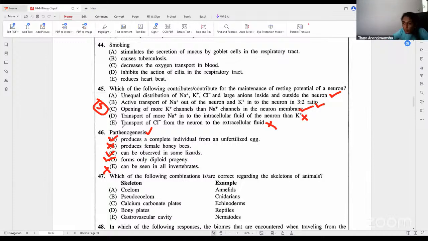Something is wrong in my answers. Wait. The answer should be 5. Let me see one more time. Parthenogenesis is again described in Animalia also. Let's see.